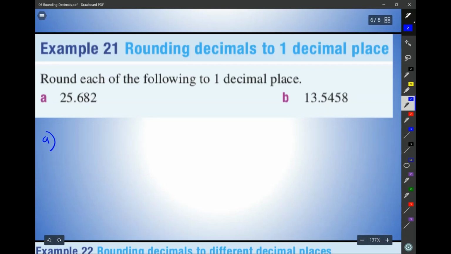Okay, the first question. 25.682. We draw a line. Our critical digit is 8. 8 is 5 or more, so that means this number goes up by 1. And our answer becomes 25.7.